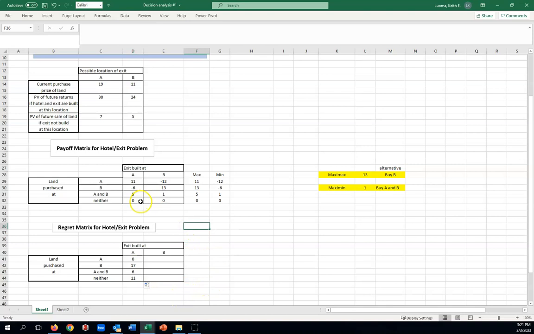Like at this point, look at the very last number of the payoff matrix. Person's going, I didn't make anything. If I'd been willing to take a chance, I could have earned 11. So there's an $11 million regret there.